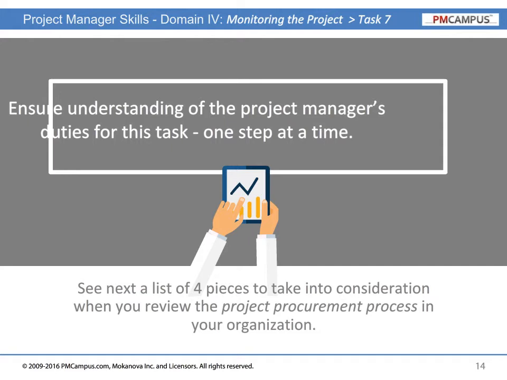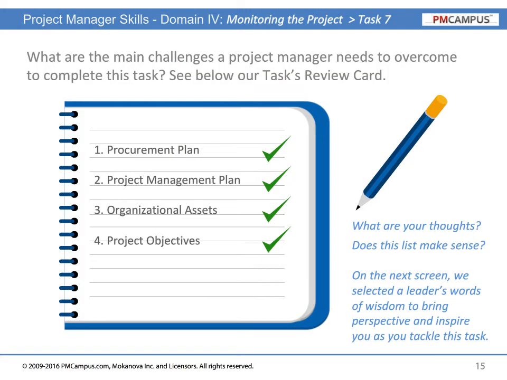See next a list of 4 pieces to take into consideration when you review the project procurement process in your organization. What are the main challenges a project manager needs to overcome to complete this task? See below our tasks review card. 1. Procurement plan. 2. Project management plan. 3. Organizational assets. And 4. Project objectives. What are your thoughts? Does this list make sense?